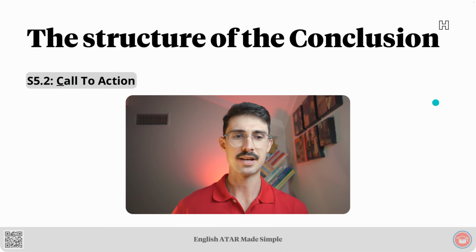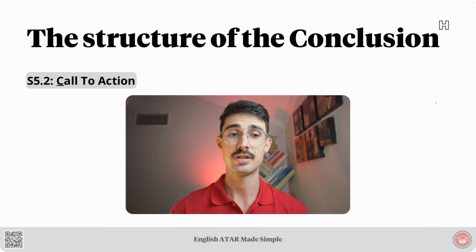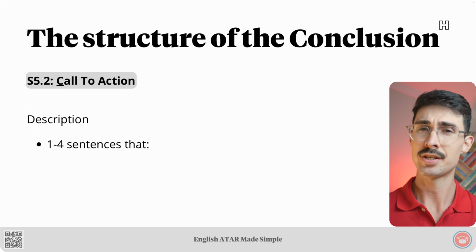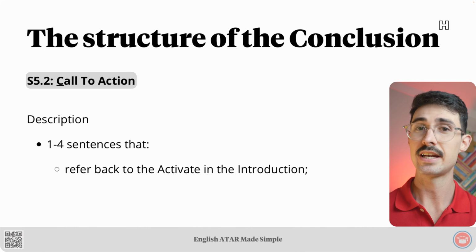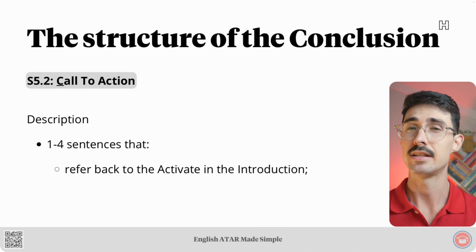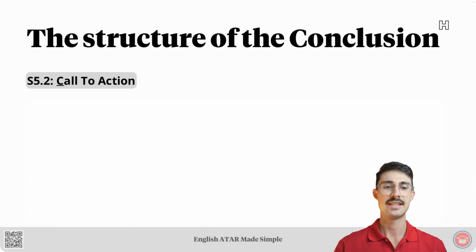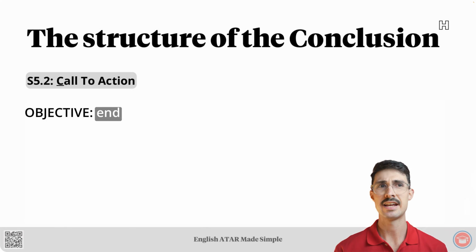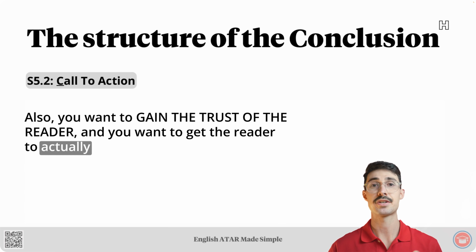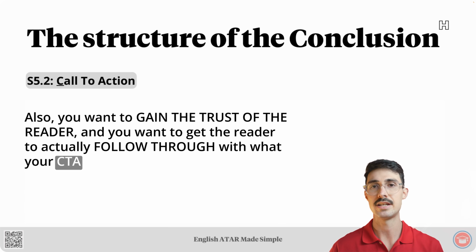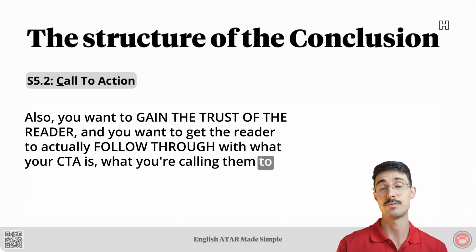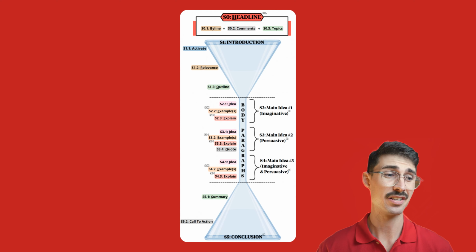Final subsection is 5.2, the call to action. This is 1 to 4 sentences that, firstly, refer back to the activate in the introduction, and secondly, call the reader to action. The objective of the CTA is to end on a positive note. Also, you want to gain the trust of the reader, and you want to get the reader to actually follow through with what your CTA is, what you're calling them to do. And that is the structure of a blog post. So simple. Blog post made simple.